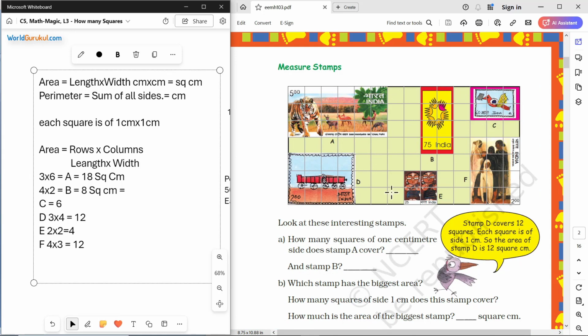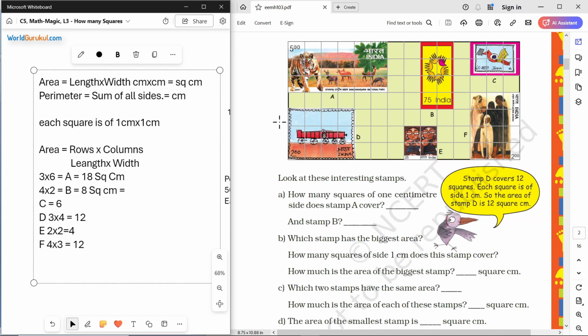By looking at these blocks also you can see simply that E is the smallest and A is the biggest, right? And you look at D and F, both have the same area. Here it is 3 rows by 4 columns, 3 by 4, that is 12, and F is 4 rows and 3 columns, 4 by 3. So the pattern is different, but the area is same, right?